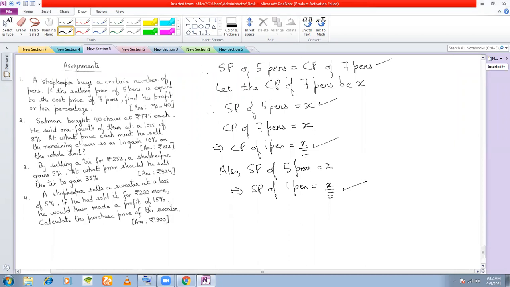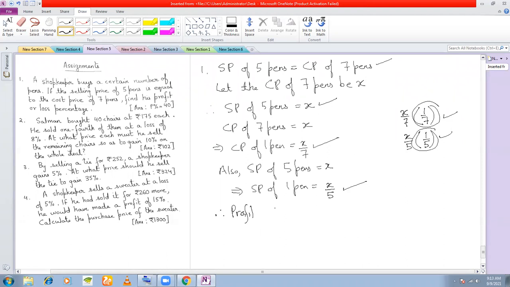Otherwise, you can also say that x by 5, x by 7 is there, right? You can look at it as fraction. Removing x, what do you get? 1 by 7. And x by 5, removing x, what do you get? 1 by 5, right? So which fraction is greater, 1 by 5 or 1 by 7? 1 by 5 is greater, right? So therefore, profit.